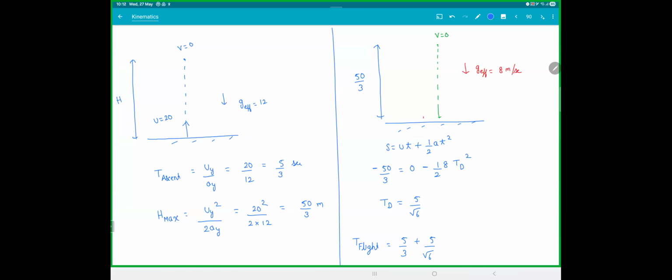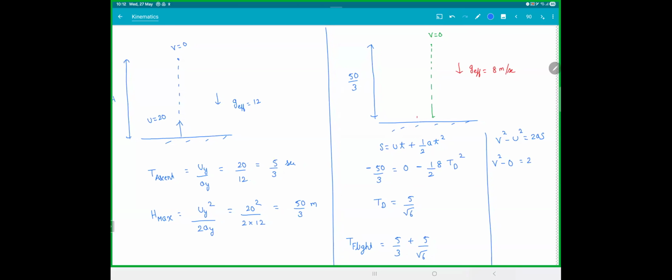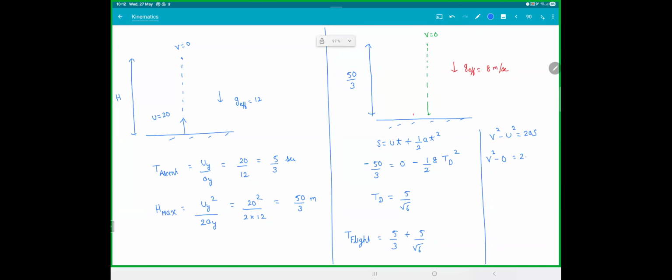Let's see with what speed you're coming back actually. What speed are you coming back with? V square minus u square is equal to 2as. V square, initial speed is 0. Remember, I have changed the problem. This is my initial speed now, V is 0. Forget about going up. We are doing going up and coming down separately. This is 2. Acceleration is minus 8. Displacement is minus 50 by 3.